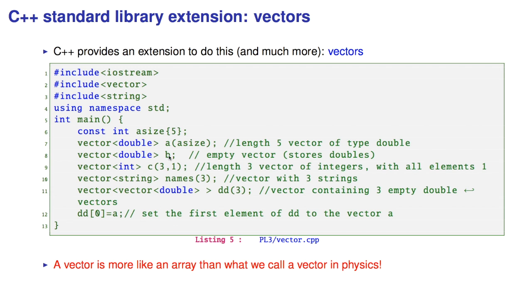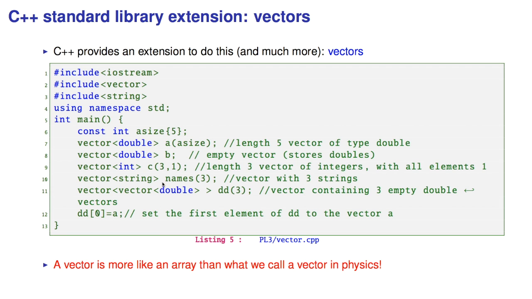I've got a vector double b, which defines an empty vector. I don't even know what it is. I just tell you it stores doubles. I can make a vector of 3, 1. Actually, what that statement does is make a length 3 vector which contains 3 integers 1. Okay, that's quite a neat one.